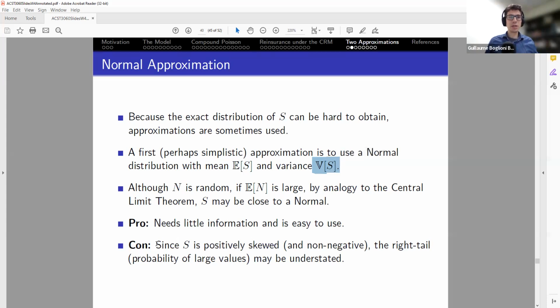Obviously, there's a lot of limitation to this approximation, because if S is positively skewed, the right tail is probably going to be understated, because with the normal you have a completely symmetric distribution, of course. So if your real distribution of S is skewed to the right, then the more extreme values on the right are going to be understated. But now we're going to see an example and illustrate this point.